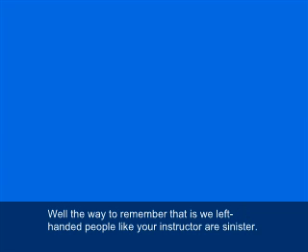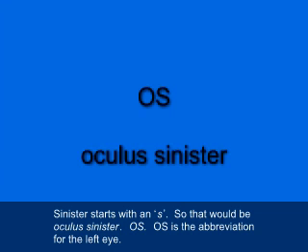Well, the way to remember that is we left-handed people, like your instructor, are sinister. Sinister starts with an S. So that would be oculus sinister, OS. OS is the abbreviation for the left eye. And then what is the abbreviation that refers to the right eye?